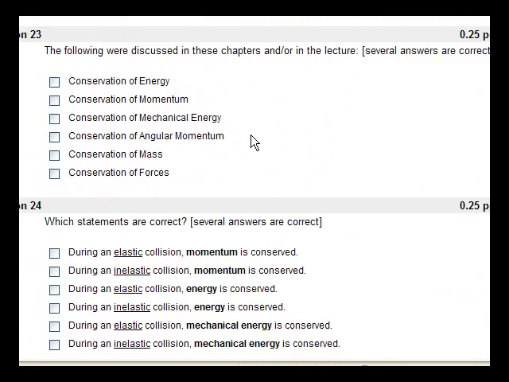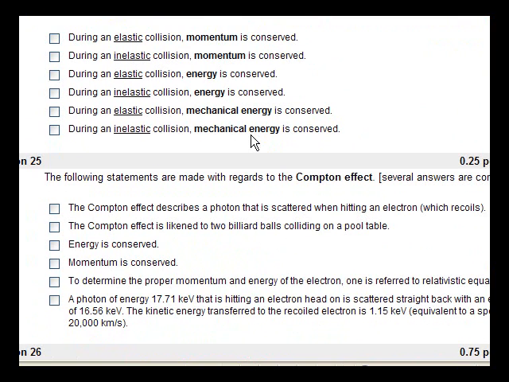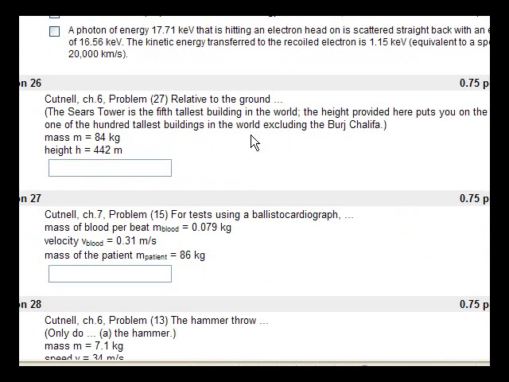There are apparently some multiple answer questions here. So there you go. And these are the computer problems that I meant earlier. And let me just do one here to show you how this works.